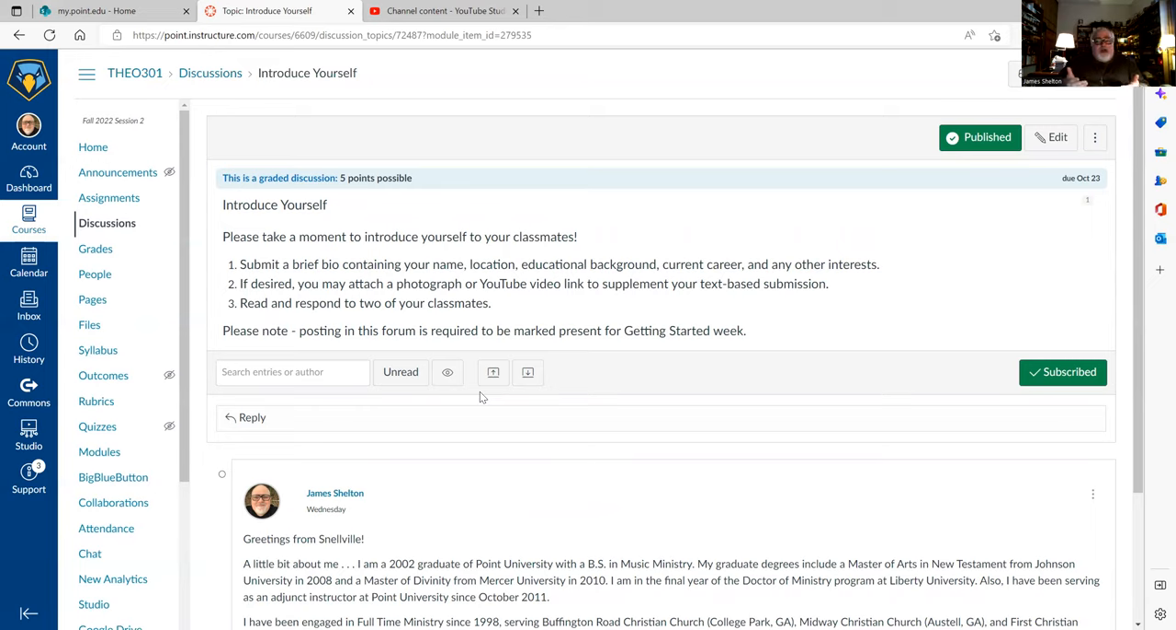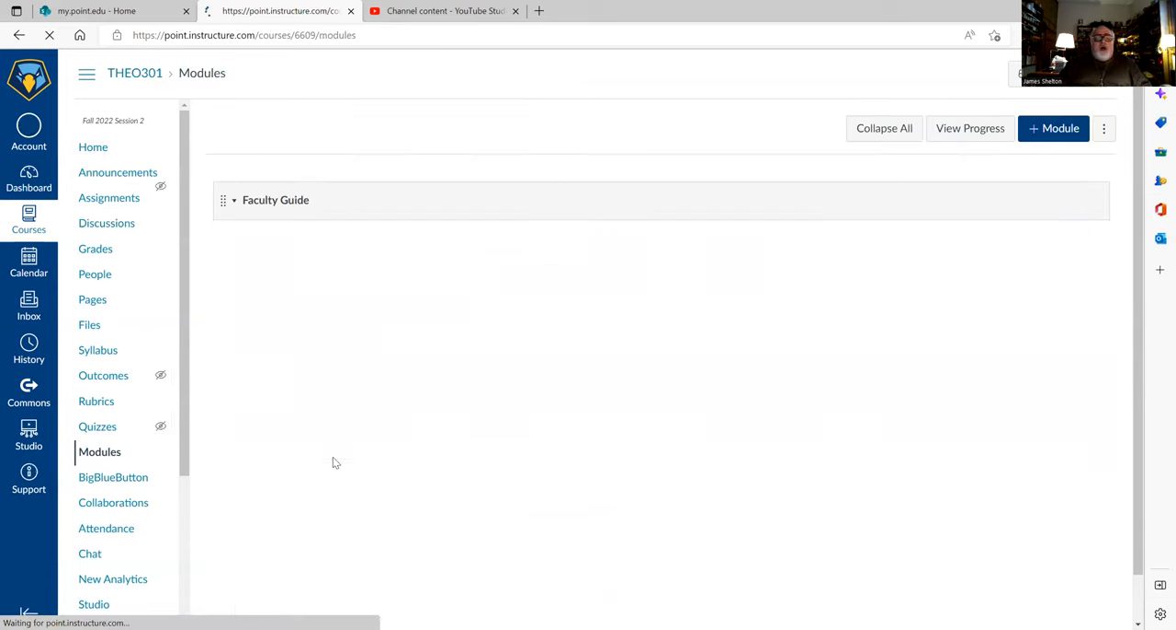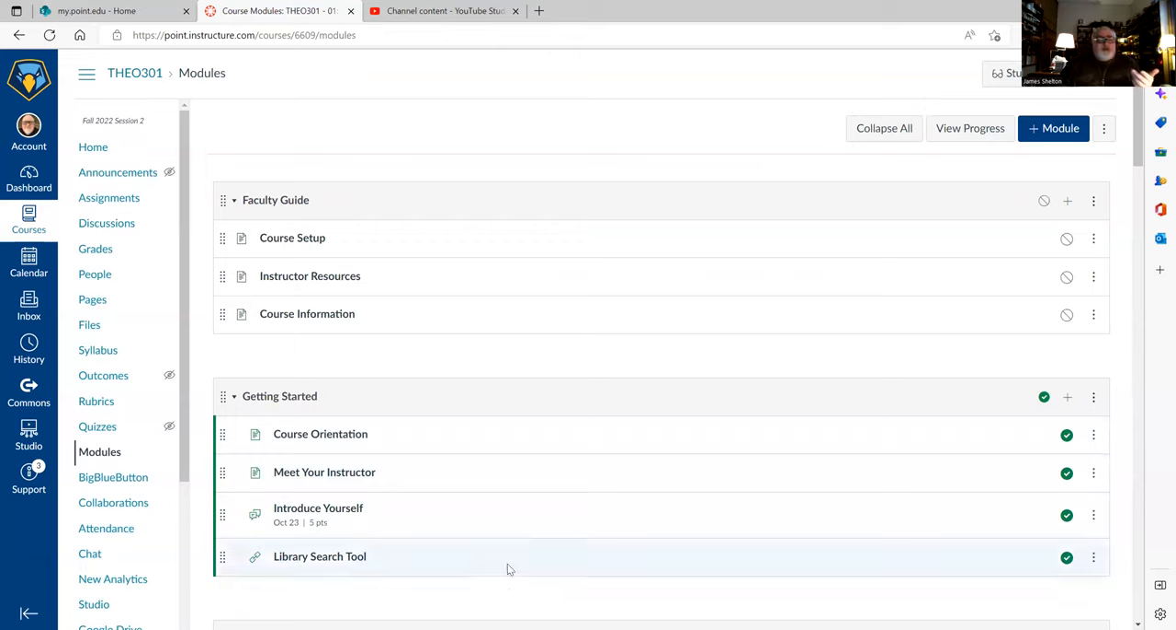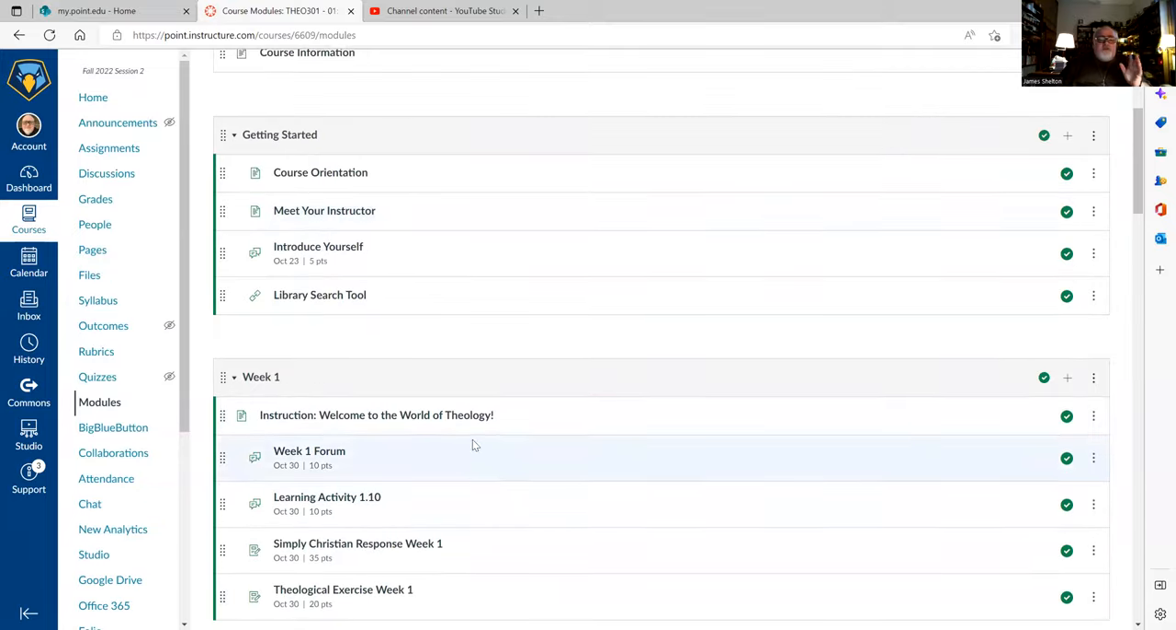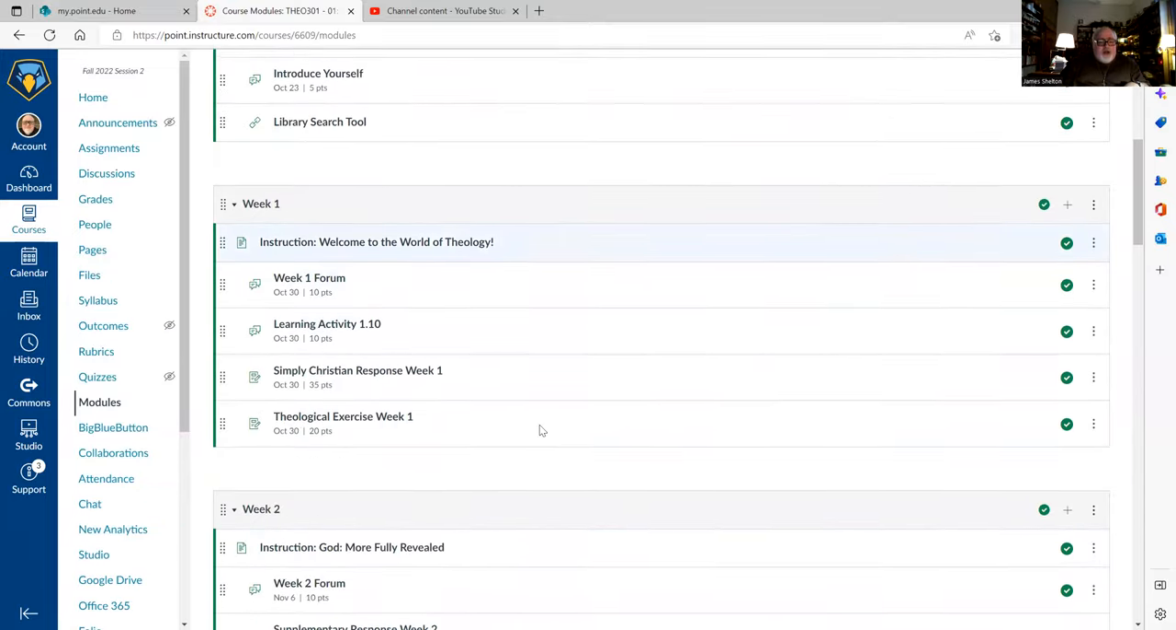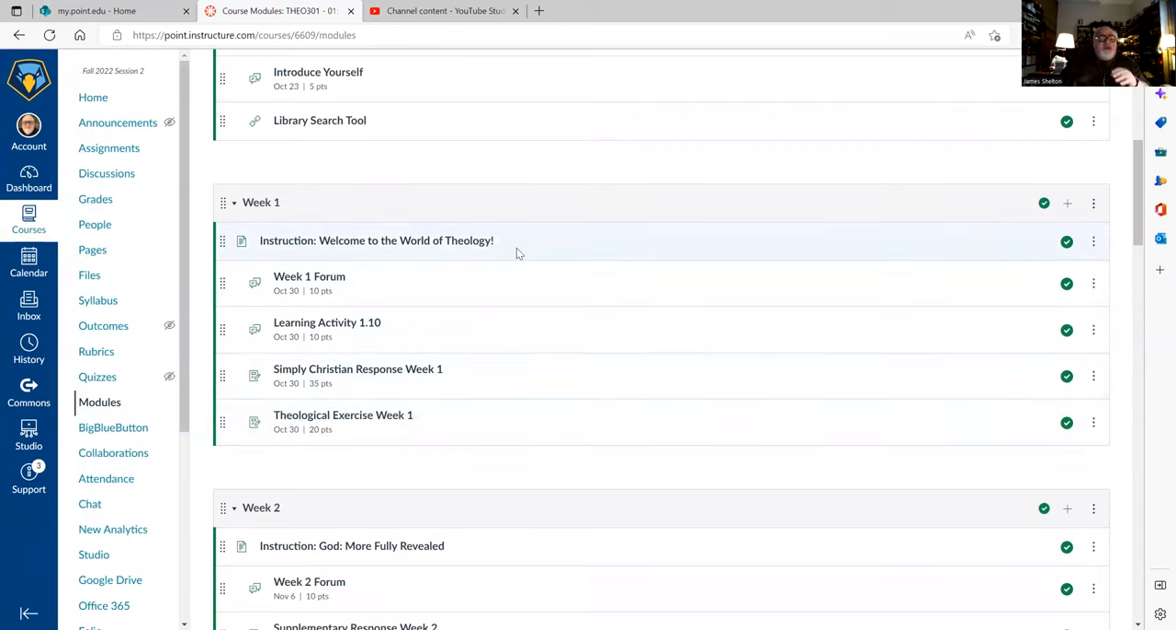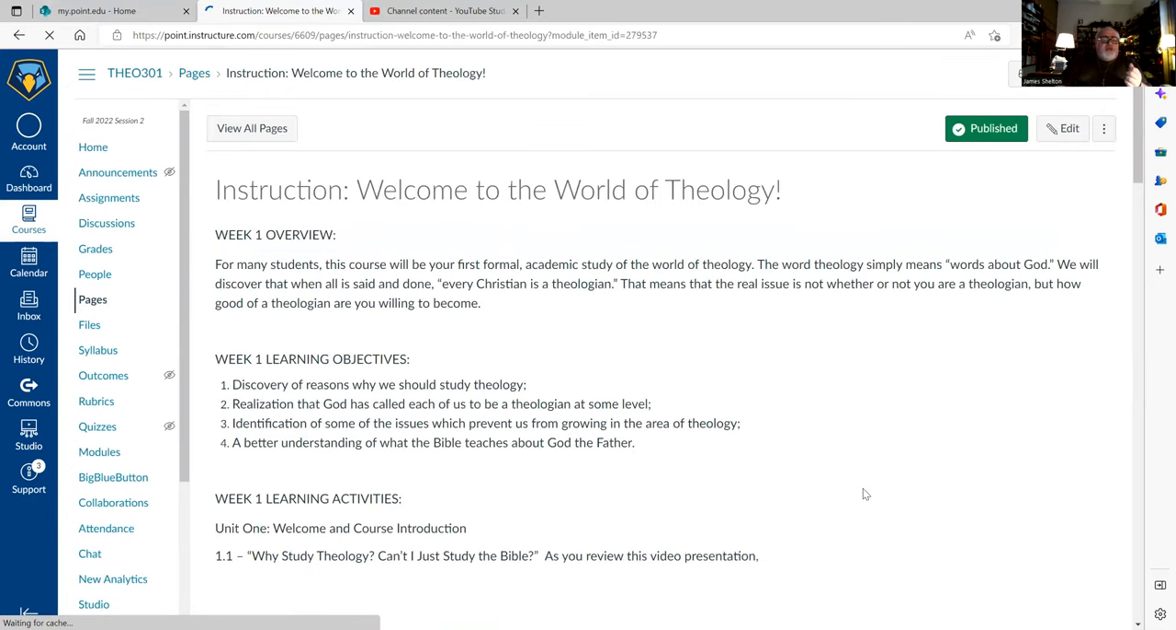Now, I always have students ask me how best to succeed in this course. What's one of the most helpful ways to work your way through the materials? If you look on the left of the screen, you'll see the modules button here. I always tell my students to go to the modules and work your way from the top of week one all the way down. Okay, start at week one. You see the four assignments there for week one. You may do those in a different order, but I would encourage you always each week to start with the instruction. Welcome to the World of Theology.